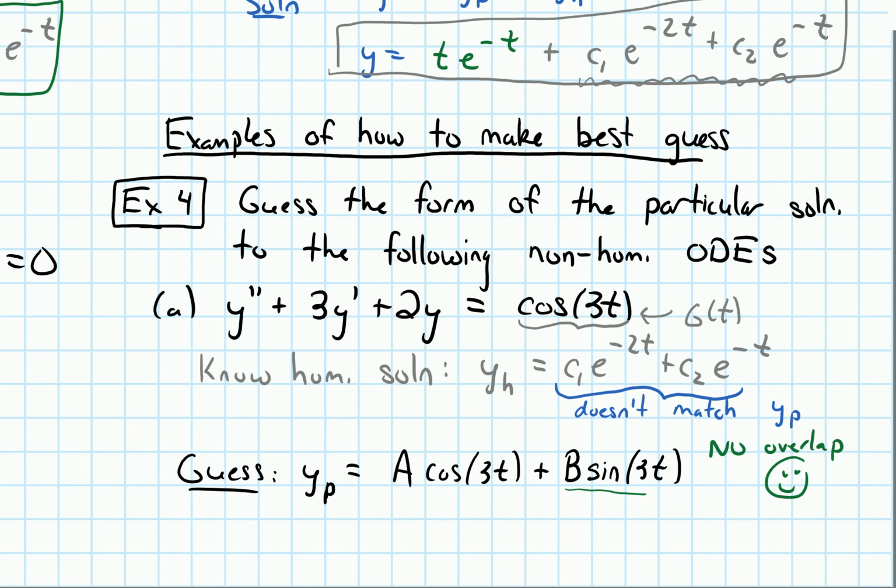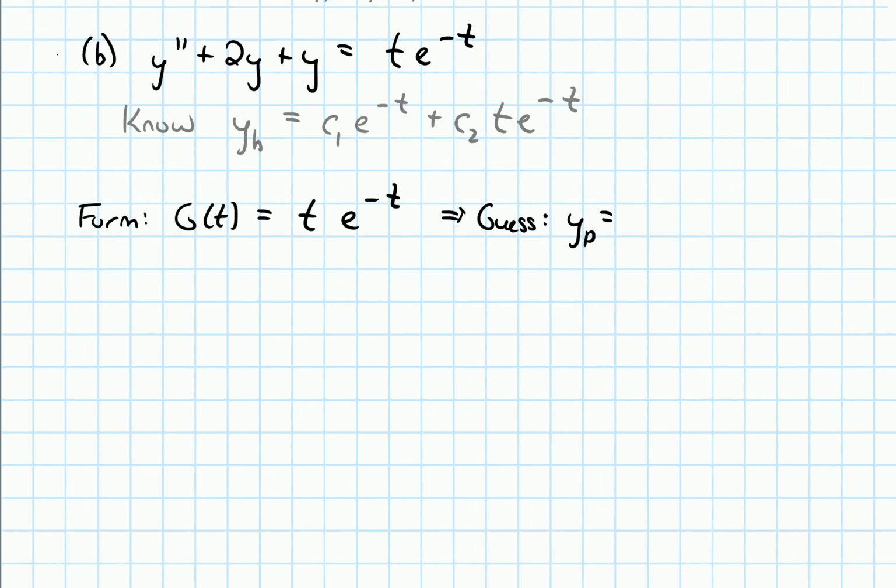All right, so let's do another example. In this next example, we have the same thing on the left-hand side, and I need to put a prime on that y. But the function on the right-hand side is different. Now we have t times e to the negative t on the right-hand side. We know our homogeneous solution; it's the same as before. But the function on the right-hand side, g of t, is now different. It's t times e to the negative t.